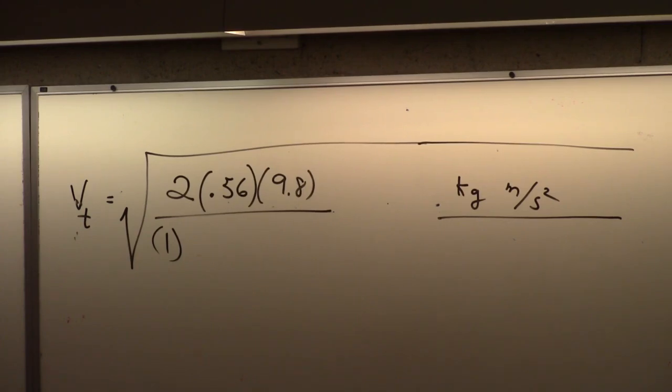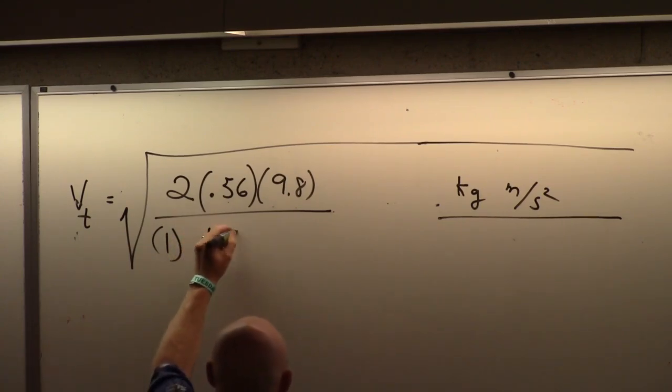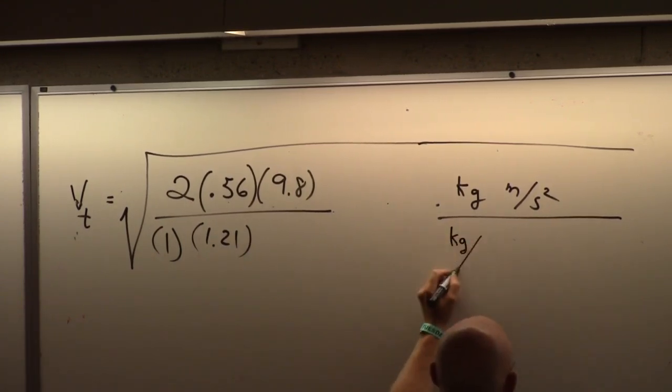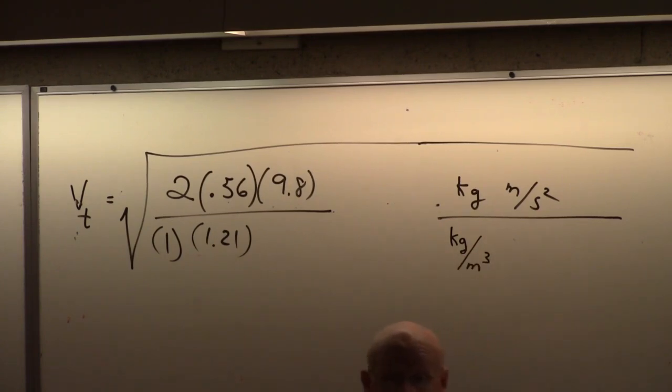1.21 is roughly the density here at sea level. And so I'm going to put 1.21. What are the units? It's a density. Density's what? Yeah, mass per volume. And I need to tell you then that this is kilograms per cubic meter. So that's the density of the air.